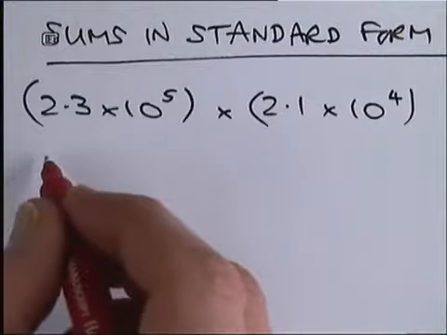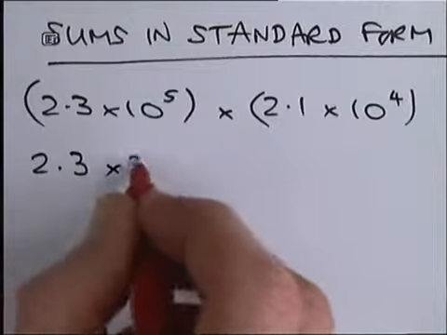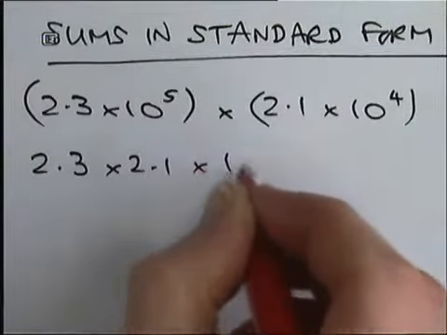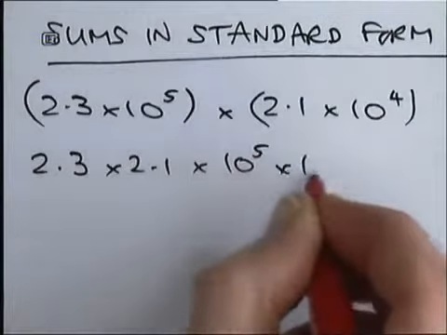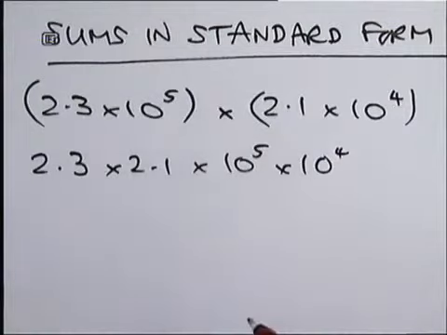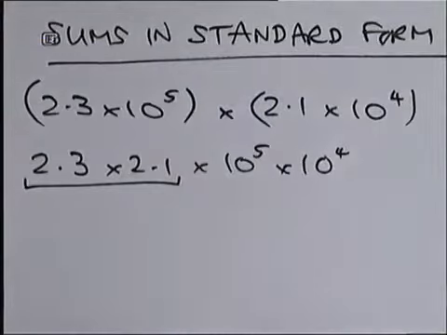First thing you can do, if you're timesing, you can write the numbers down in any order you want. So first of all I'm going to write down the normal numbers, and then I'm going to write down the 10 to the power numbers. So I've brought my normal numbers together and my 10 to the power numbers together. Now I need to do 2.3 times 2.1.